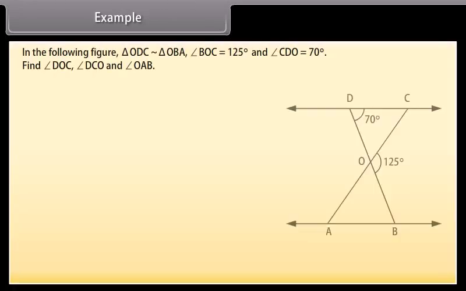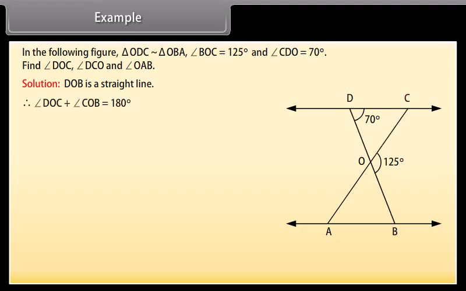Example. In the following figure, triangle ODC is similar to triangle OBA. Angle BOC is equal to 125 degree and angle CDO is equal to 70 degree. Find angle DOC, angle DCO and angle OAB. Solution. DOB is a straight line. Therefore, angle DOC plus angle COB equals 180 degree, which implies angle DOC is equal to 180 degree minus 125 degree, which equals 55 degree.